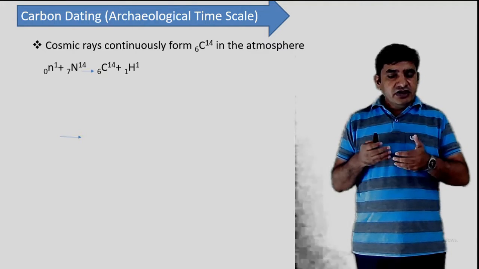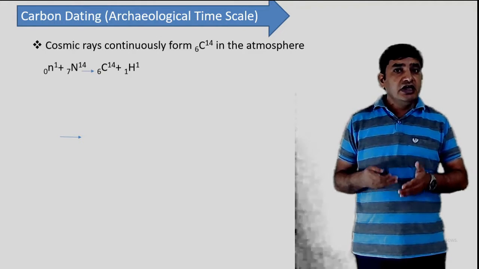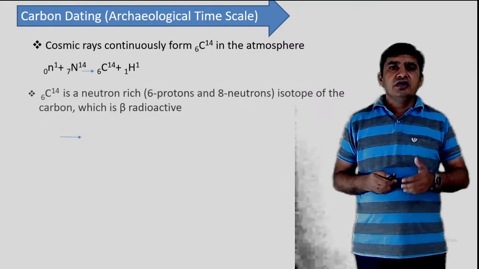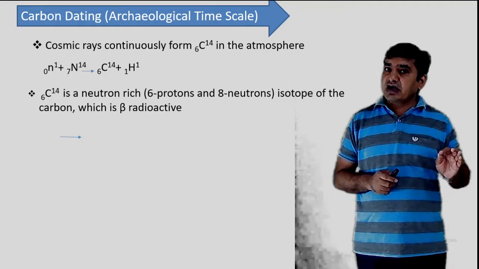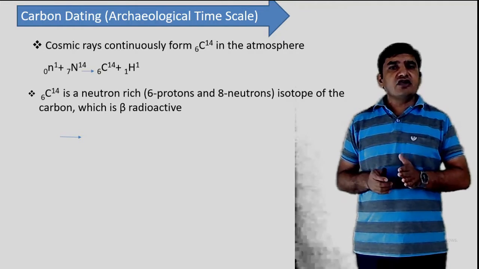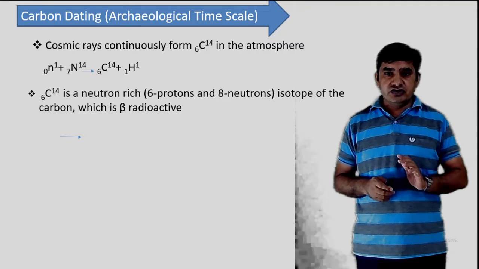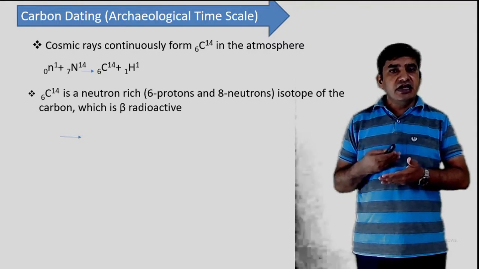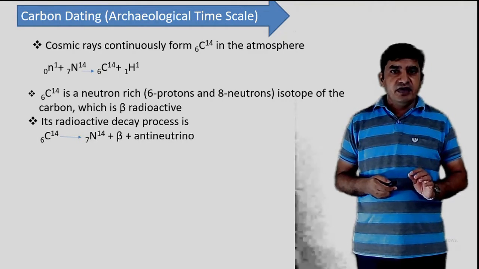We know that when a neutron is combined with nitrogen, it forms carbon 14 and hydrogen. Here the carbon 14 is neutron rich, consisting of 6 protons and 8 neutrons. So this carbon 14 is radioactive and it emits a beta particle.